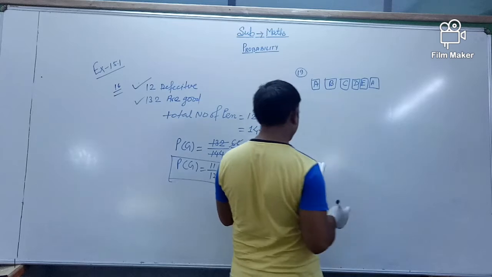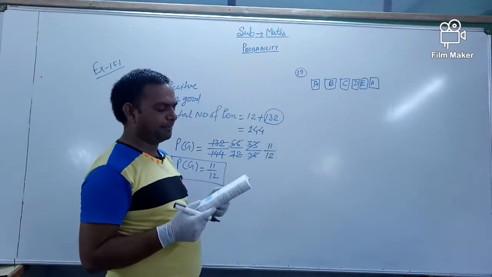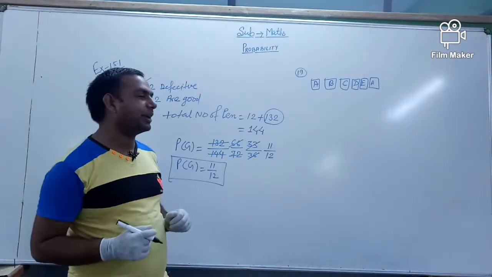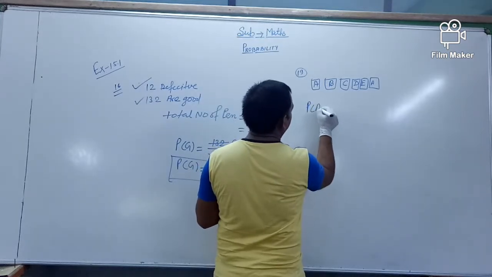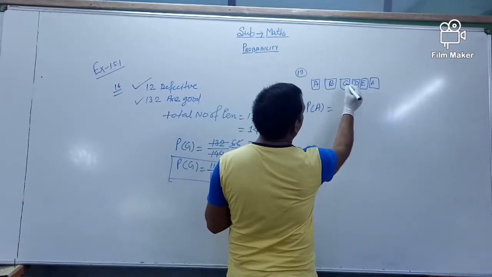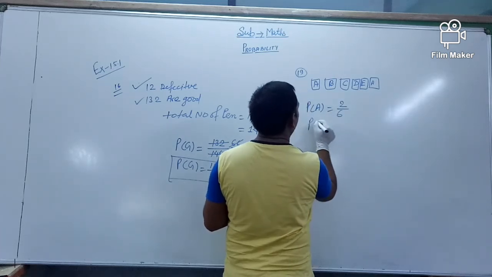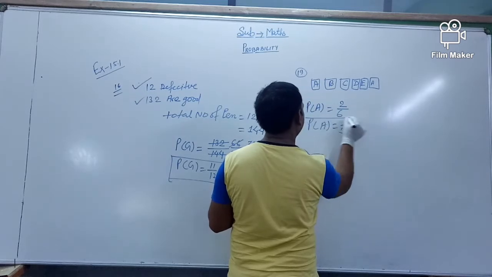These are the faces of the card. A die is thrown once, what is the probability of getting A? Here there are two conditions where you can get the A. Total outcomes: 1, 2, 3, 4, 5, 6. So probability of getting A is 2 by 6, that is equal to 1 by 3.